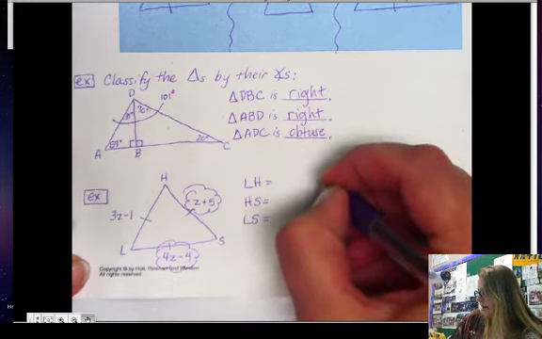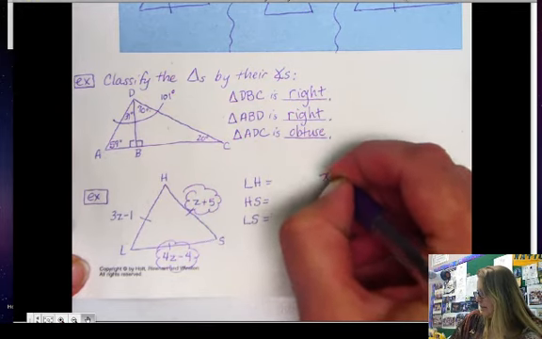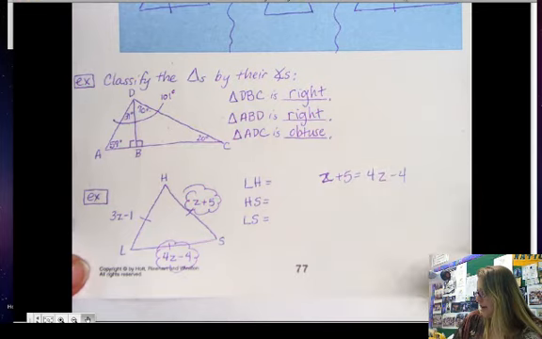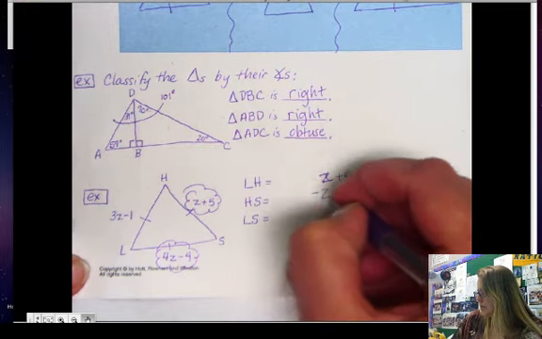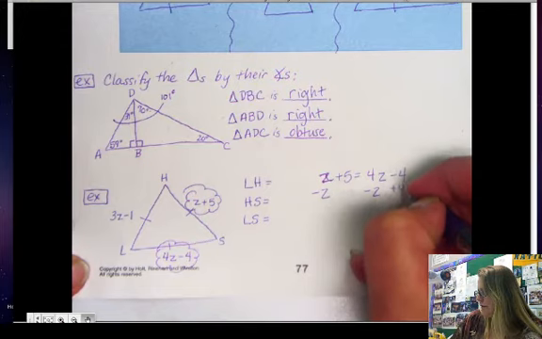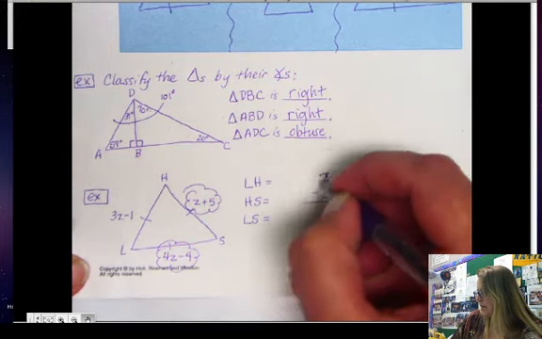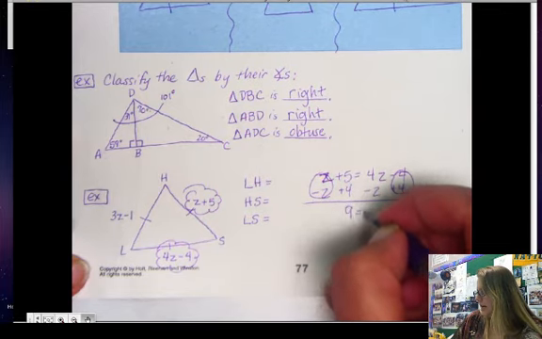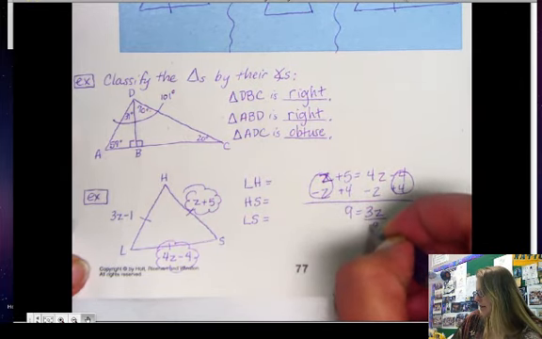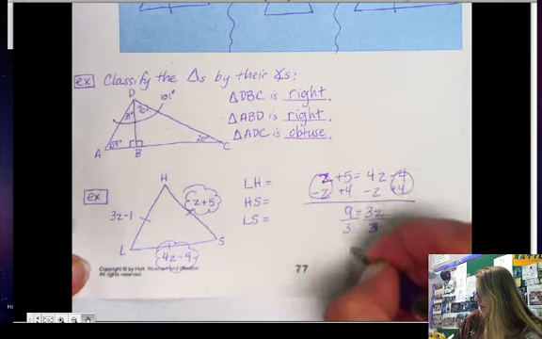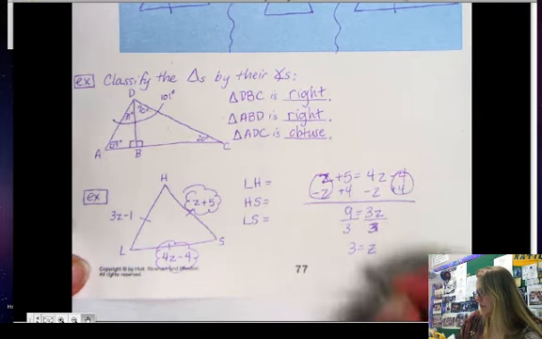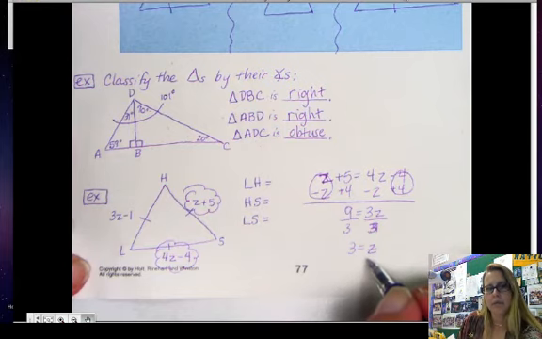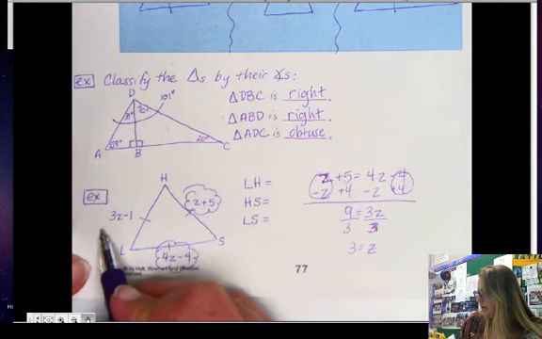So I'm going to go z plus 5 equals 4z minus 4 and solve for z. So subtract z's and add 4. That turns to a 0, this turns to a 0, and I'm left with 9 equals 3z, divided by 3, and 3 equals z. So I could have chosen any of those two, and I should have gotten still 3 equals z. So now let's plug it in and see what we get for each of these.